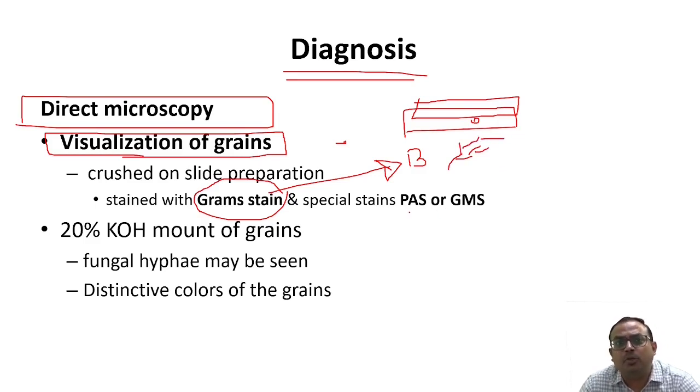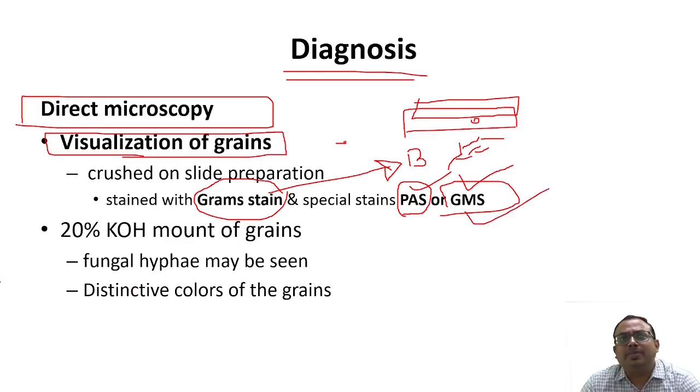Whereas if you are suspecting the causative agent to be a fungus, then you require certain special stains to stain the fungal wall, which can be either PAS, that is periodic acid Schiff reagent, or GMS. GMS stands for Gomori's methenamine silver. Both are used to stain the fungal wall.